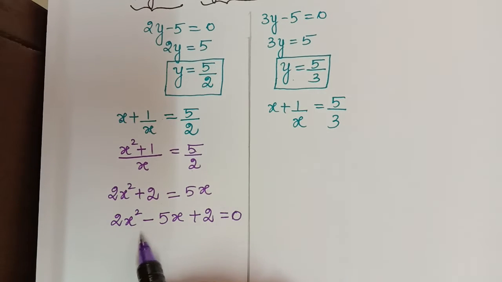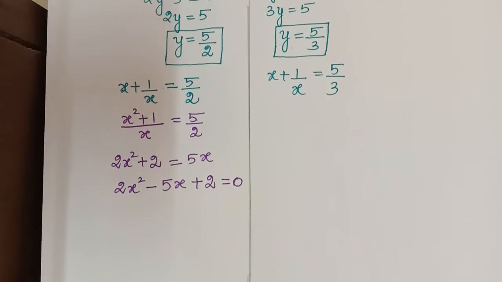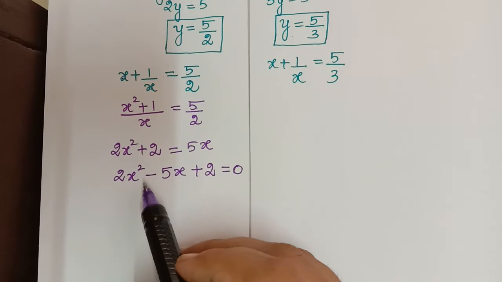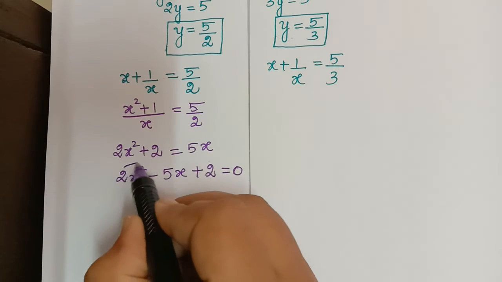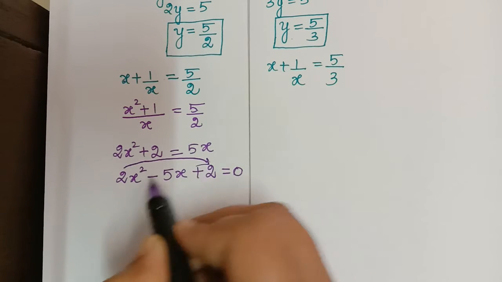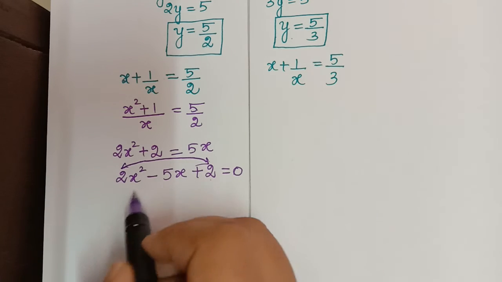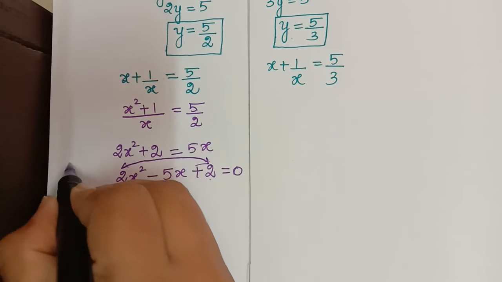Now again we have to use the Hill method and factorize this in order to find the value of x. So how to do that? We have to first multiply this term, the coefficient of x squared, with the constant term. Now 2 multiplied with 2 is 4.